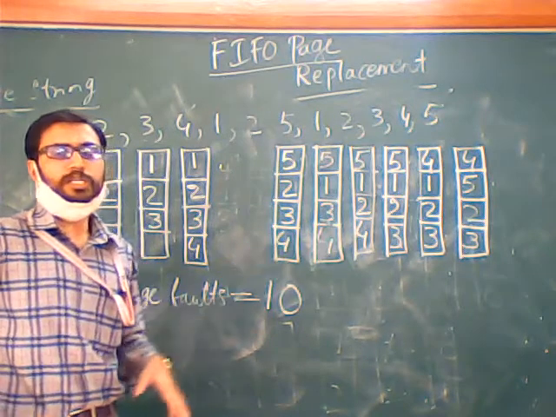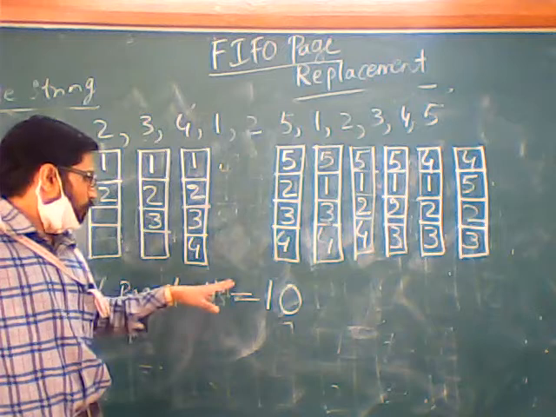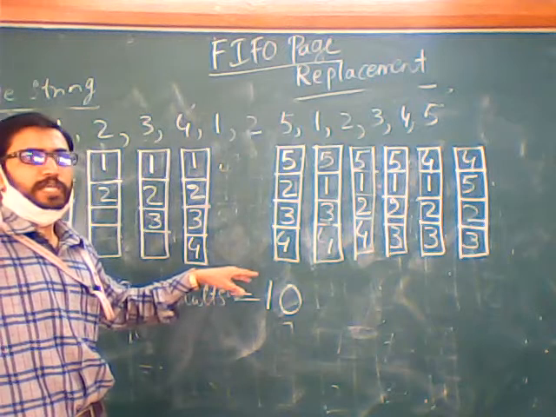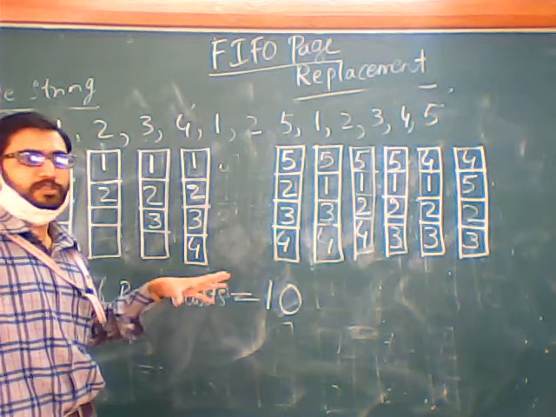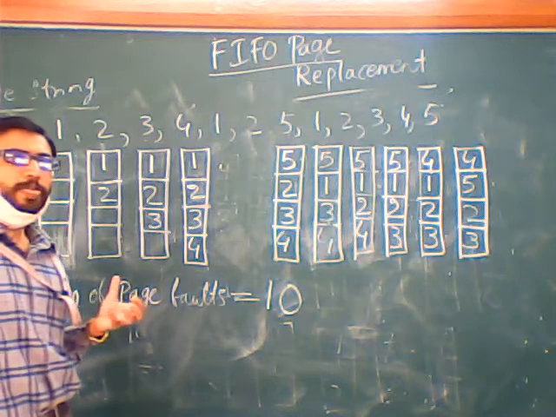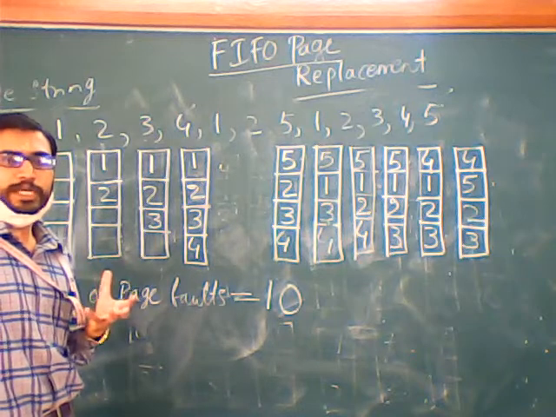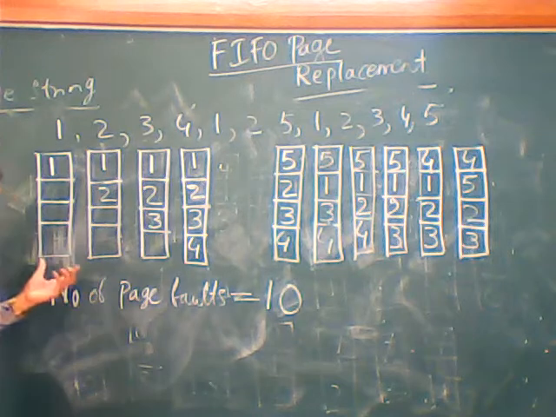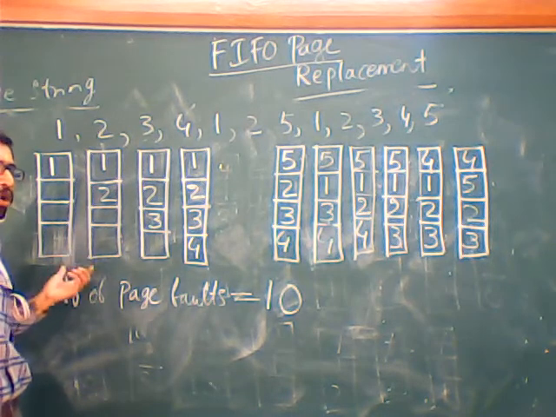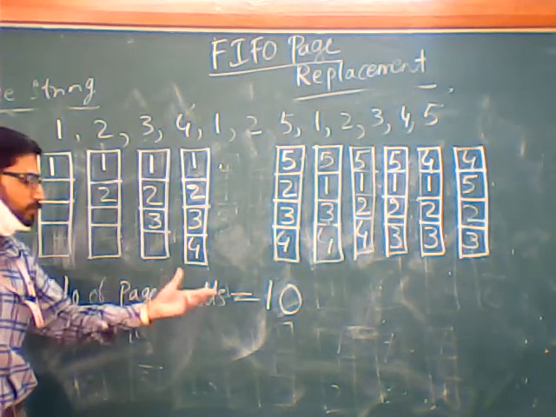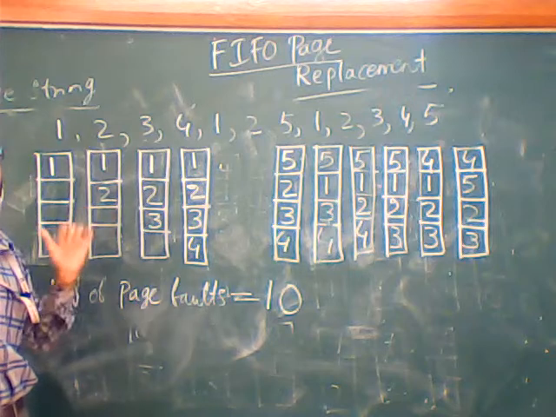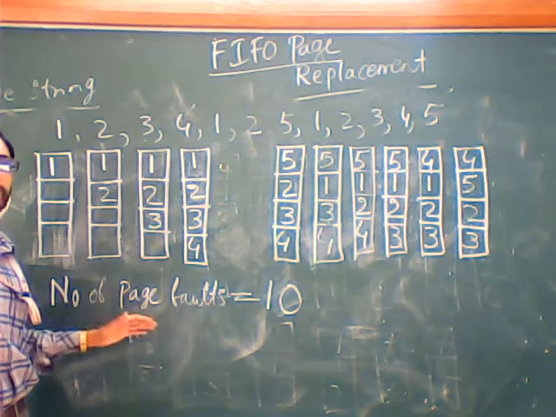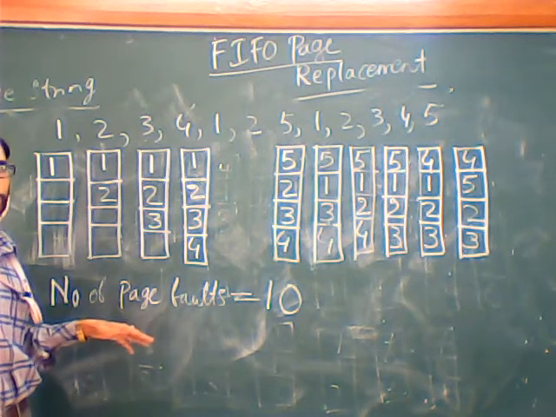That means what? The researchers had assumed that if you allocate more space, if the frame size is more, the memory is more inside the main memory. But it is not always true that even though the frame size is more, the page faults will be less. This was the assumption they made, but that assumption is not always true.